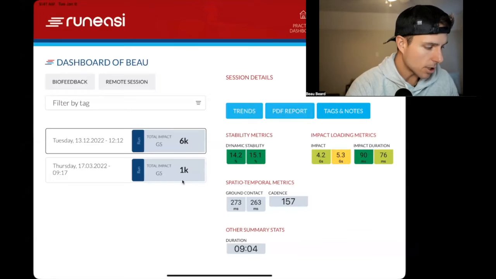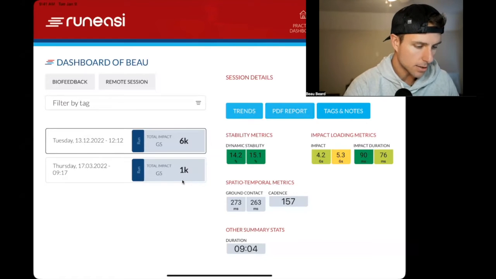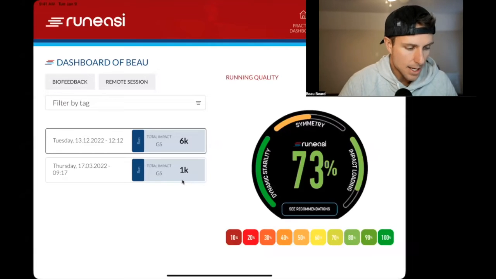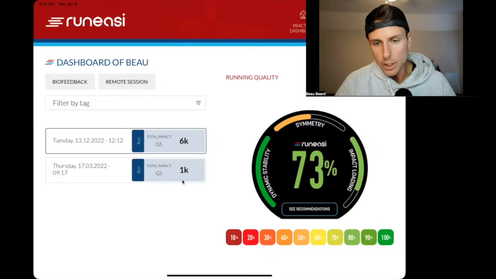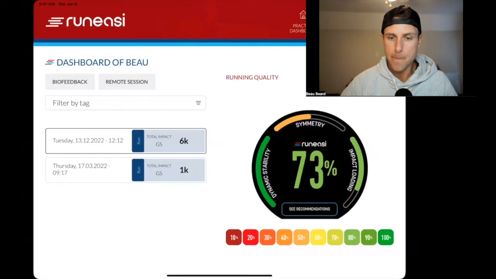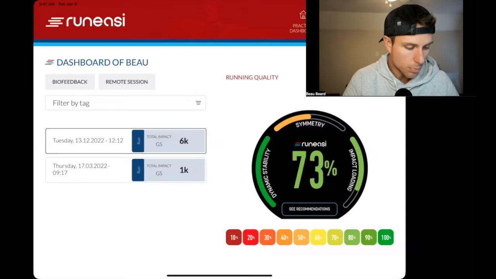So this was that run yesterday. And you can see I did another one. And this was in office on a treadmill, which again, it is what it is. But let's just kind of look at the overview. So this is that running quality score that Runeasi came up with. This is more to communicate to a patient, and we can see that my symmetry is not great, dynamic stability doing pretty darn good, and then impact loading not awesome.